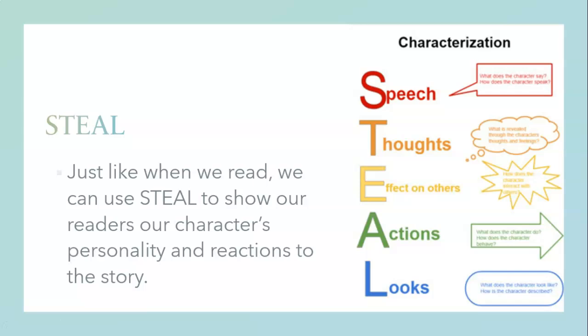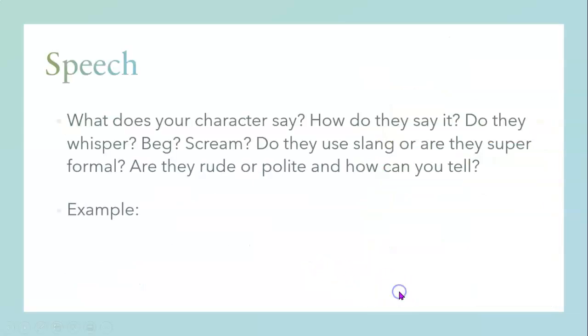Today we're going to use the STEEL method to help you plan how to show your readers what your characters are really like. Just like when we read, we can use STEEL to show readers our character's personality and their reactions to the story. The first letter of STEEL is S. It stands for speech. What does your character say? How do they say it? Do they whisper? Do they beg? Do they scream? Are they using slang, or are they super formal and polite and correct? Are they rude or are they polite? And how can you tell that?